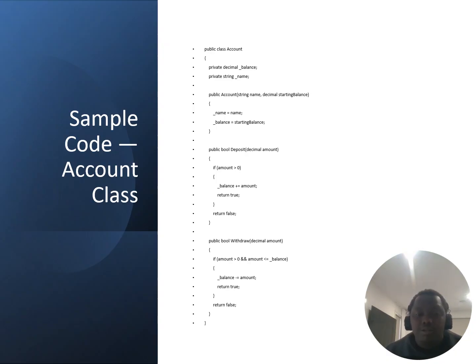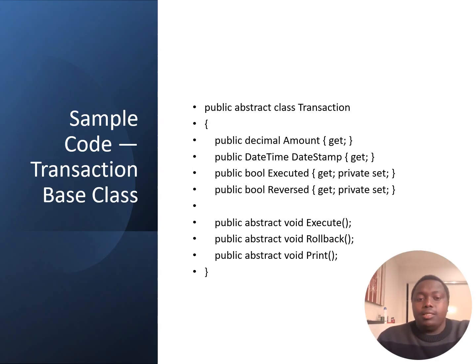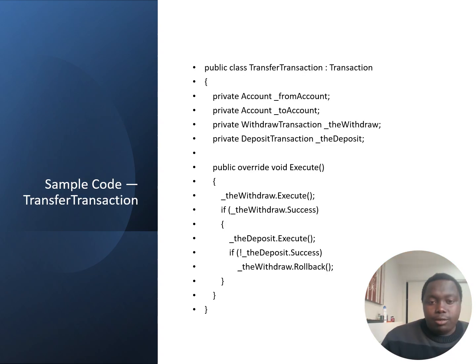Here is my Account class. The next one is the Transaction class, with a public abstract Transaction, public decimal Amount get, rollback, execute, and print transaction. Finally, we have a sample code of the transfer transaction that I used in my program.